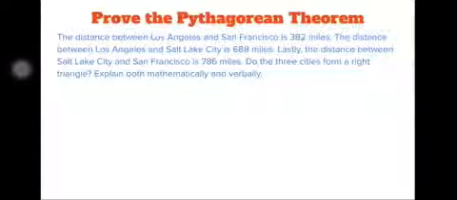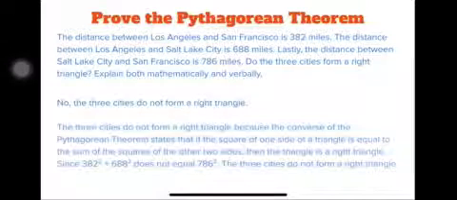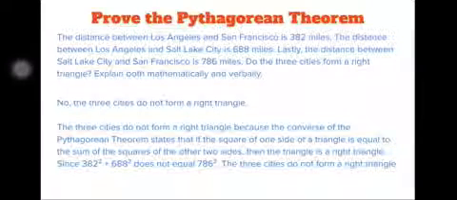So do these cities form a right triangle? No, the three cities do not form a right triangle. The three cities do not form a right triangle because the converse of the Pythagorean theorem states that if the square of one side of a triangle is equal to the sum of the squares of the other two sides, then the triangle is a right triangle. Since 382 squared plus 688 squared does not equal 786 squared, the three cities do not form a right triangle.